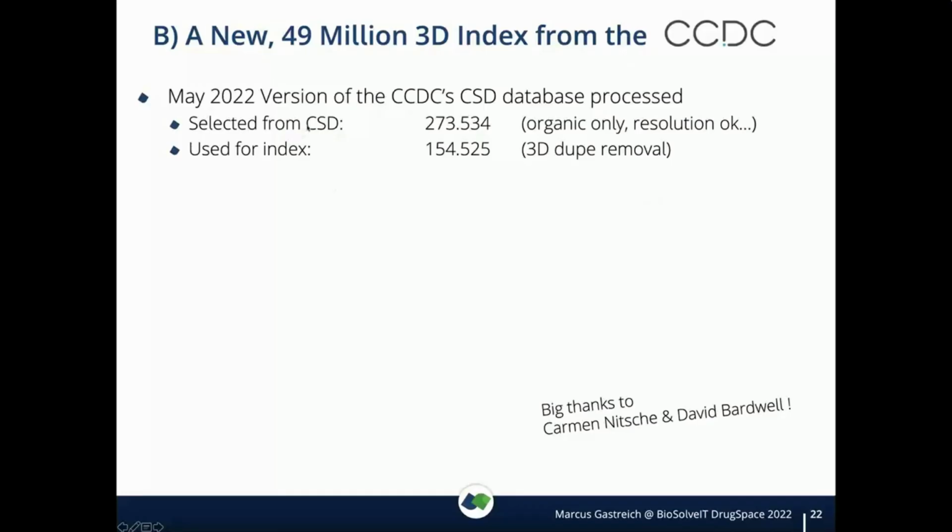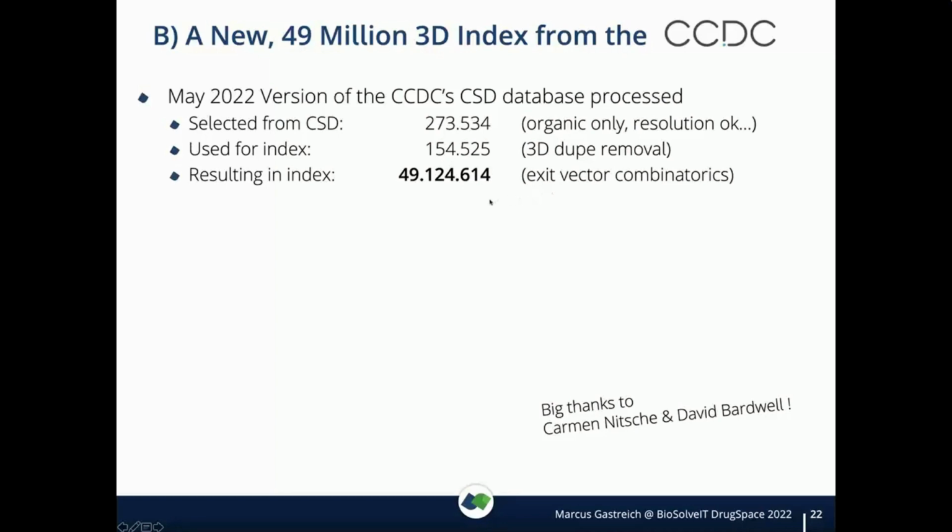Part B is we cooperated again with the CCDC. Big thanks to Carmen Nietzsche and David Bardwell, who supplied us with assistance in setting up a new ReCore index based on the CCDC's CSD database. Maybe a tongue breaker if you pronounce that too quickly. Selected from the CSD, almost 300,000, used for indexing 150,000. So of course this is owed to 3D duplicate removal and things like close symmetry artifacts, etc., etc. So even given this figure here, you wouldn't believe it perhaps.